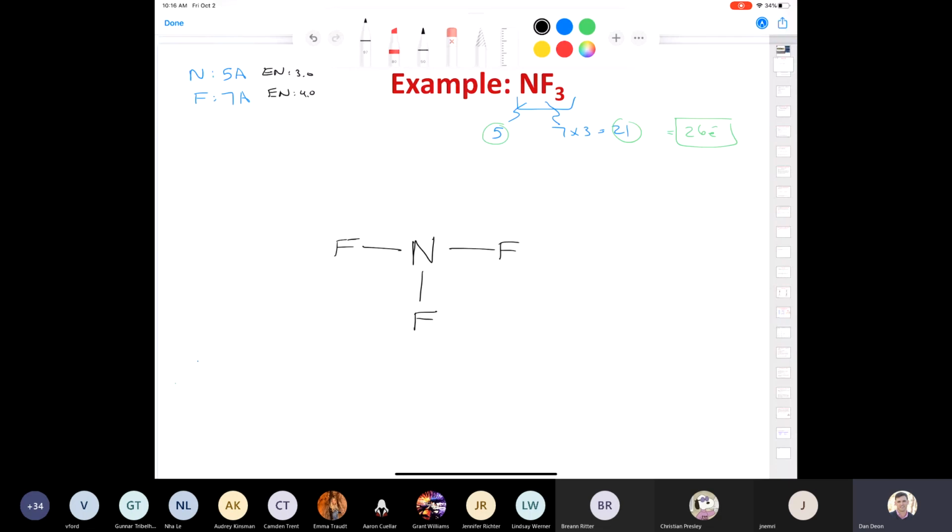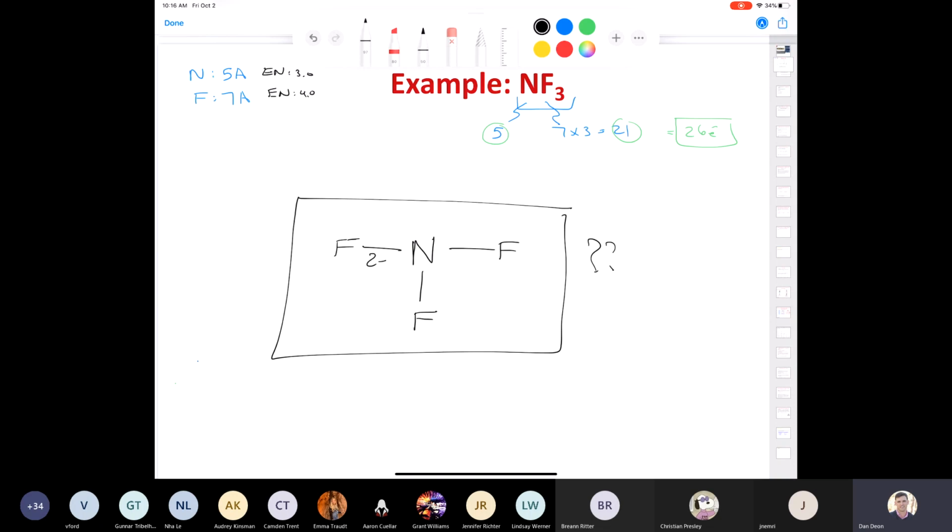We're going to start adding electrons to the atoms on the outside, the 3 fluorines, so that they have a complete octet. Before we do that, though, I have a question for you guys. How many electrons have I used so far in this structure? How many electrons? Not a trick question. Exactly. I've used 6. I've got 3 bonds.